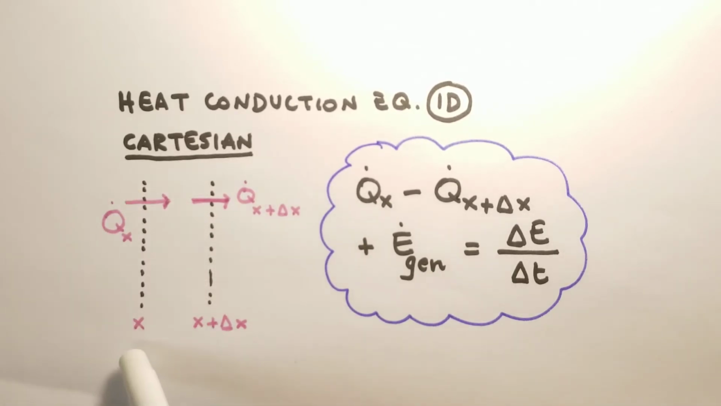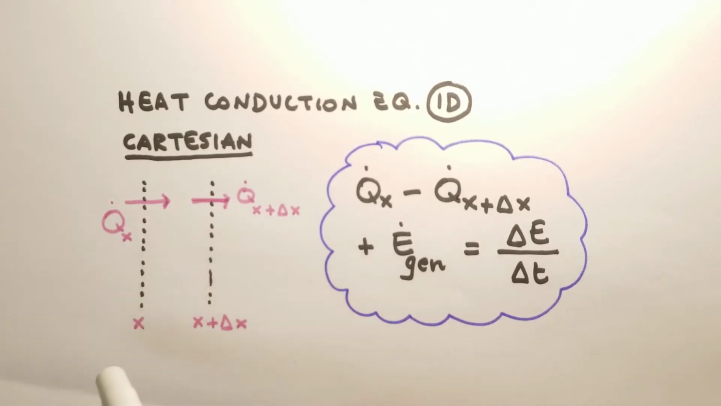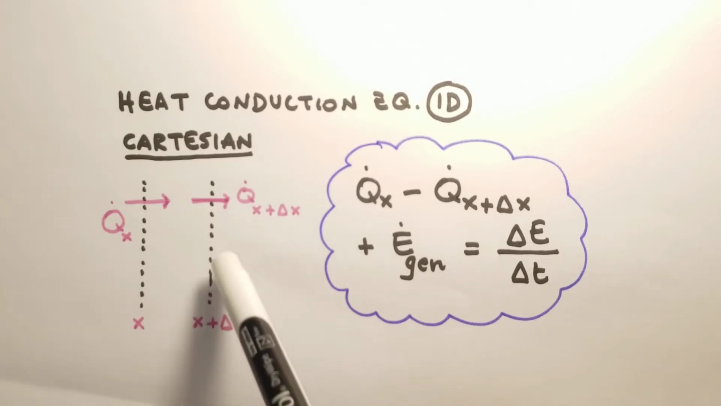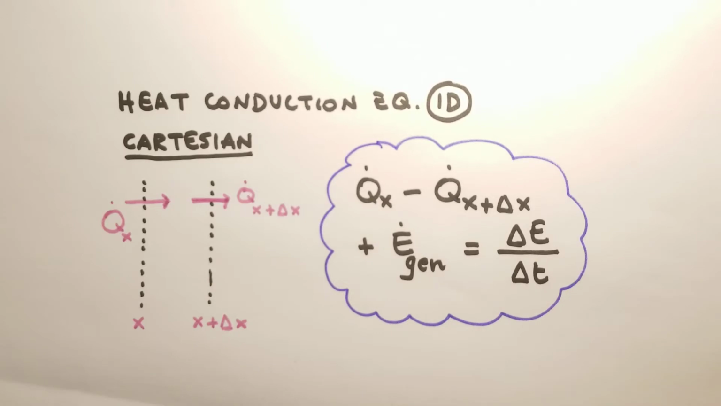and one side of the wall is at position x. The other side of the wall is x plus delta x. So we define in this way our control volume, and heat enters the control volume from the left, this is Qx, and leaves the control volume on the right, and that's Qx plus delta x.